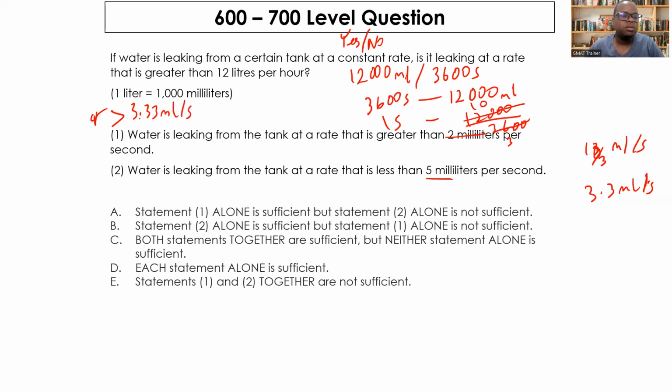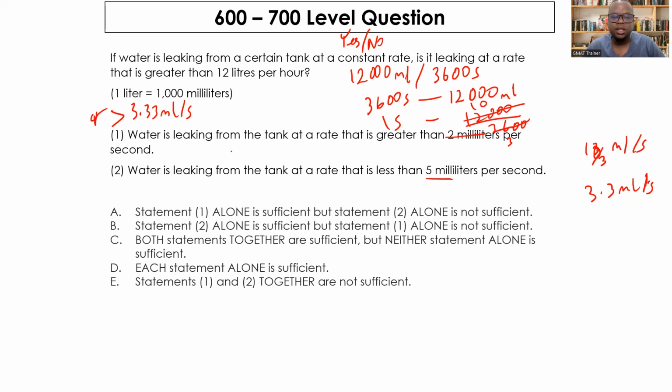So if you get a rate that is 3.334, 3.34, 3.35 and above, then it is. If it is less than, is sufficient. Both conditions will be sufficient. So let's now go and investigate our statements and see.